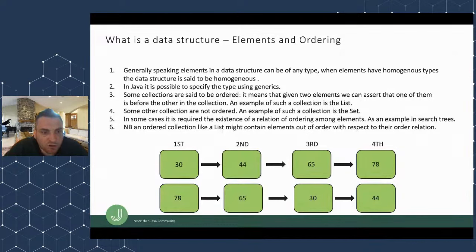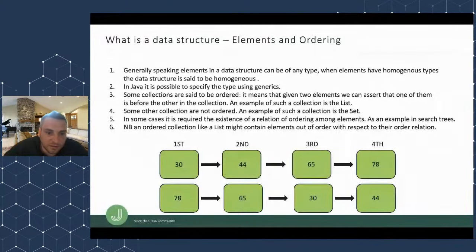And some collections are said to be ordered, which means that given two elements, we can assert that one of them is before the other in the collection. An example of such a collection is the list. Some other collections are not ordered. An example of such a collection is the set.